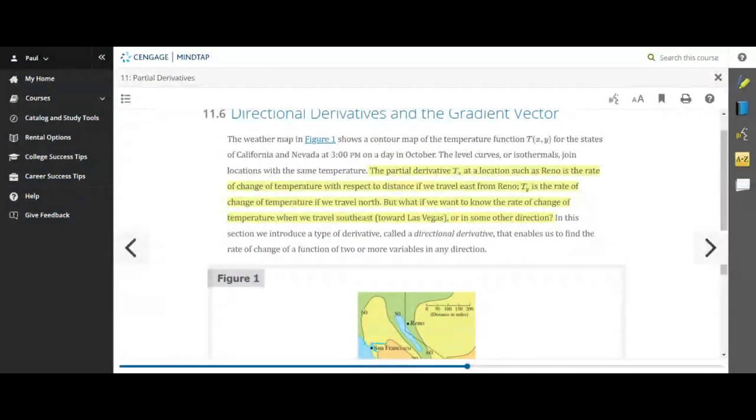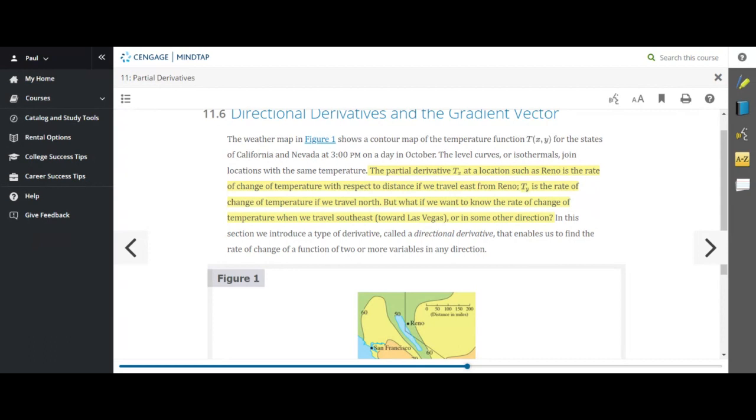Now, the temperature function T is a function of x and y. Okay, so the map is a two-dimensional map, right? And different locations depend on x and y coordinates. The x-coordinate would give you a measure in terms of east-west, and the y-coordinate would give you a measurement in terms of where you're located, north or south.